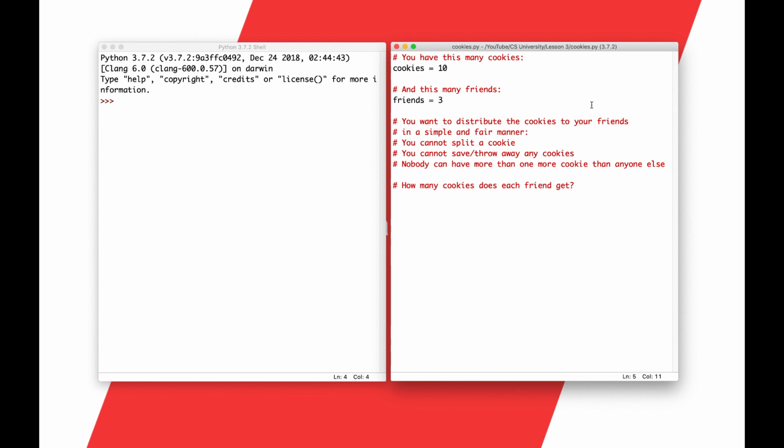So, let's say that there's 2 people and you have 5 cookies. You can't just give each person 2 cookies and throw away that last cookie, or eat it or save it or anything. You have to give the cookie to someone.